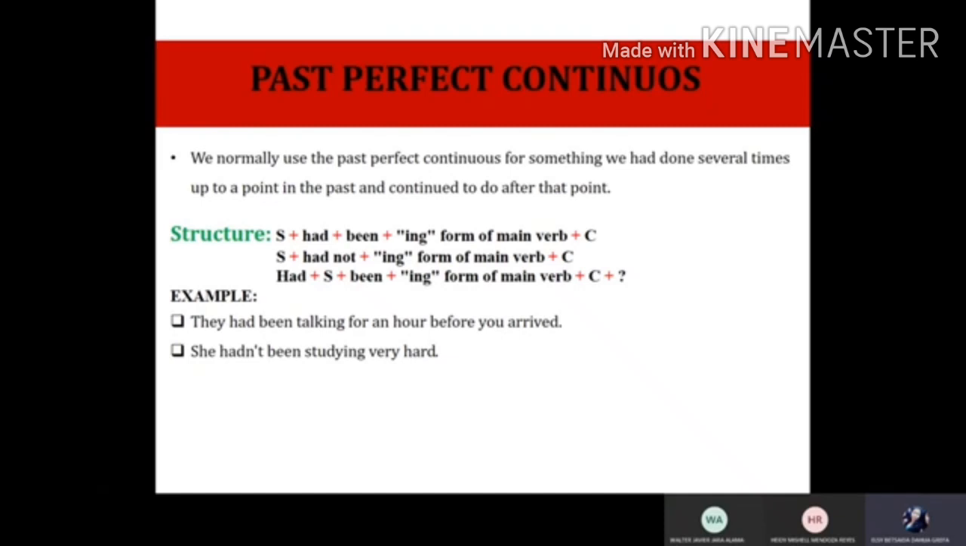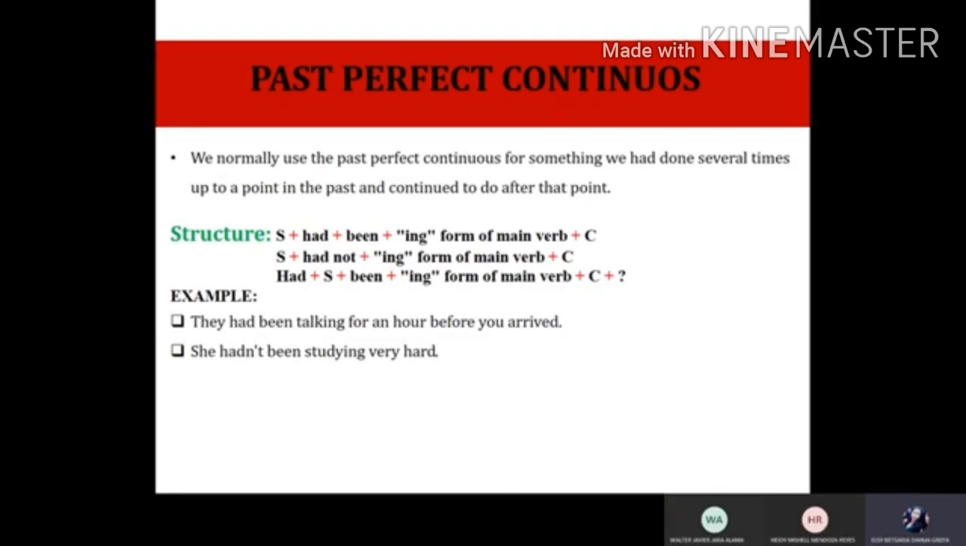Subject plus had plus been plus the -ing form of the main verb plus complement. In negative, subject plus had not plus the -ing form of the main verb plus complement. In question, had plus subject plus been plus the -ing form of the main verb plus complement plus interrogative question.